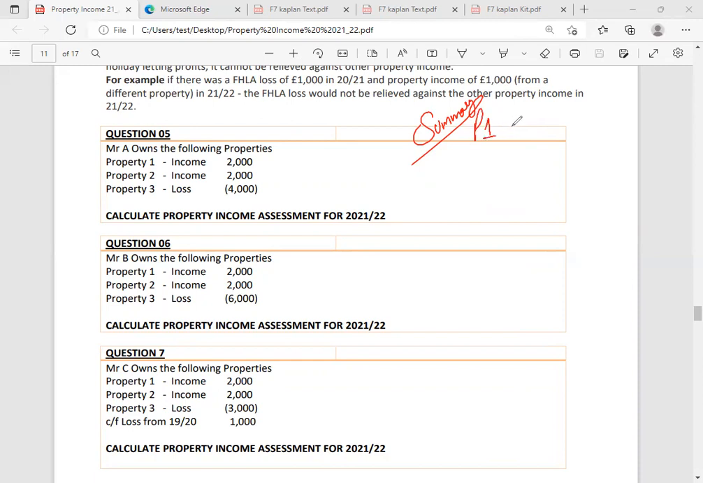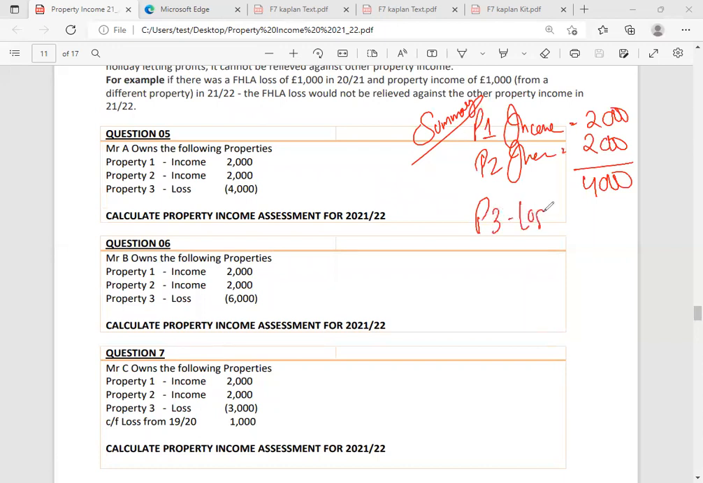Property 1, we have income 2000. Property 2, we do have income, 2000. Total income during the year from the property business is 4000. Property 3, we have a loss. How much? 4,000 loss. So what are we left with?